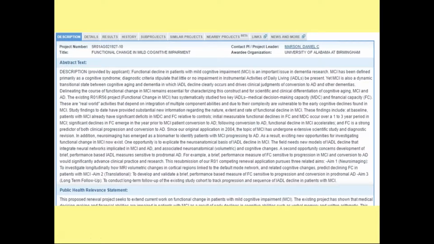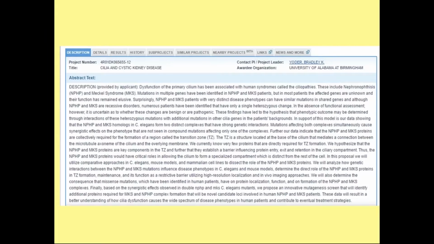So here's another one. Bradley Yoder, I don't know him, but maybe some of y'all do. Primary cilium dysfunction and human syndromes of ciliopathies. I'm like, wow, ciliopathies, interesting. He explains that there are these mutations, and again, these data will help us to better understand how cilia dysfunction causes disease. He wraps up with just one good sentence at the end, because all of these are going to be limited in how much you can say.